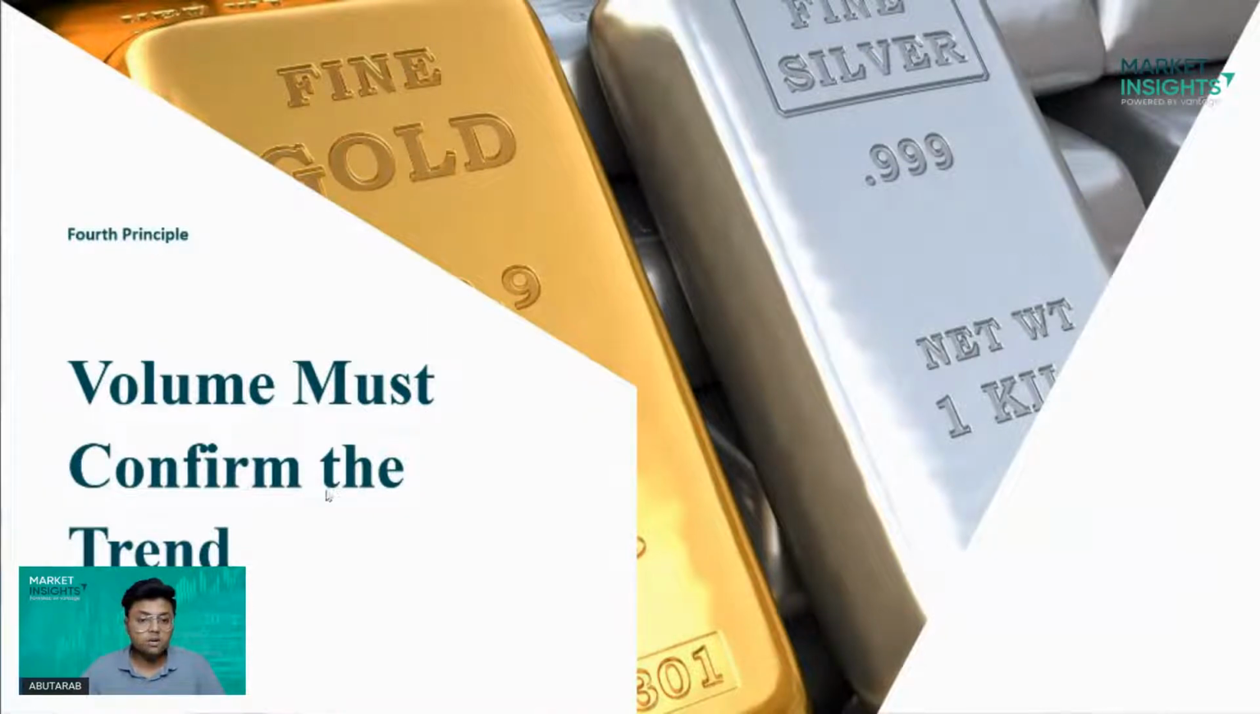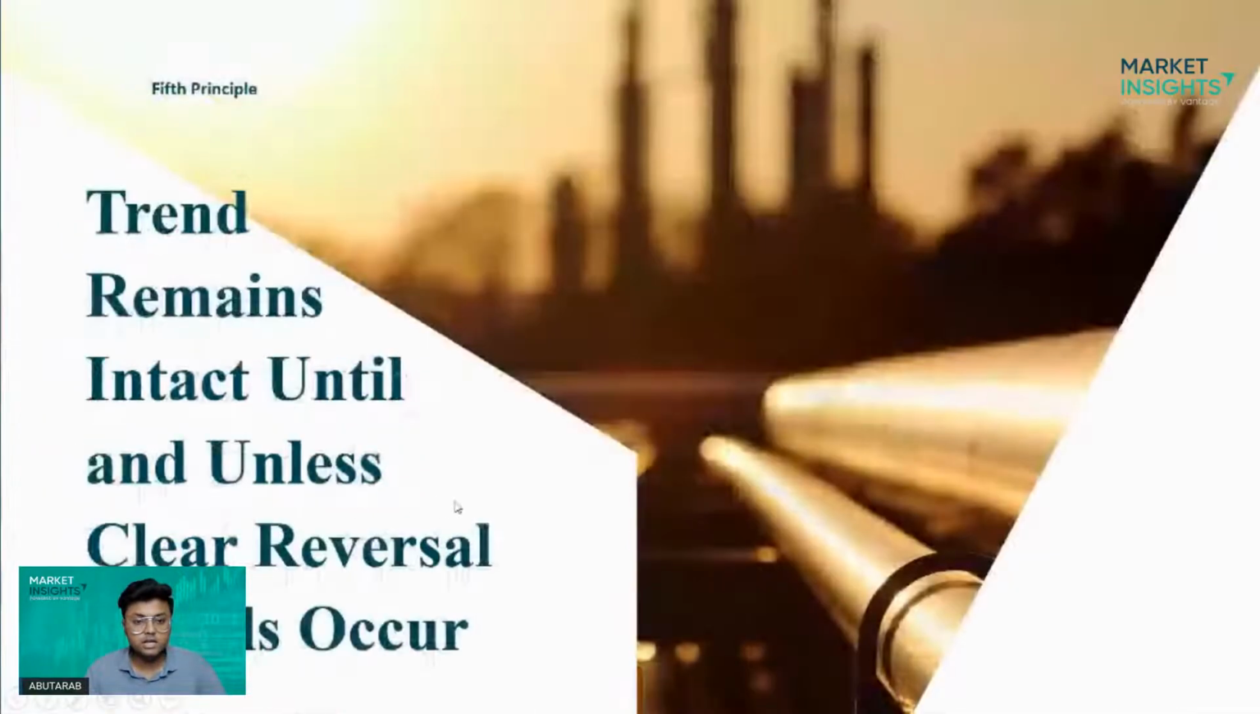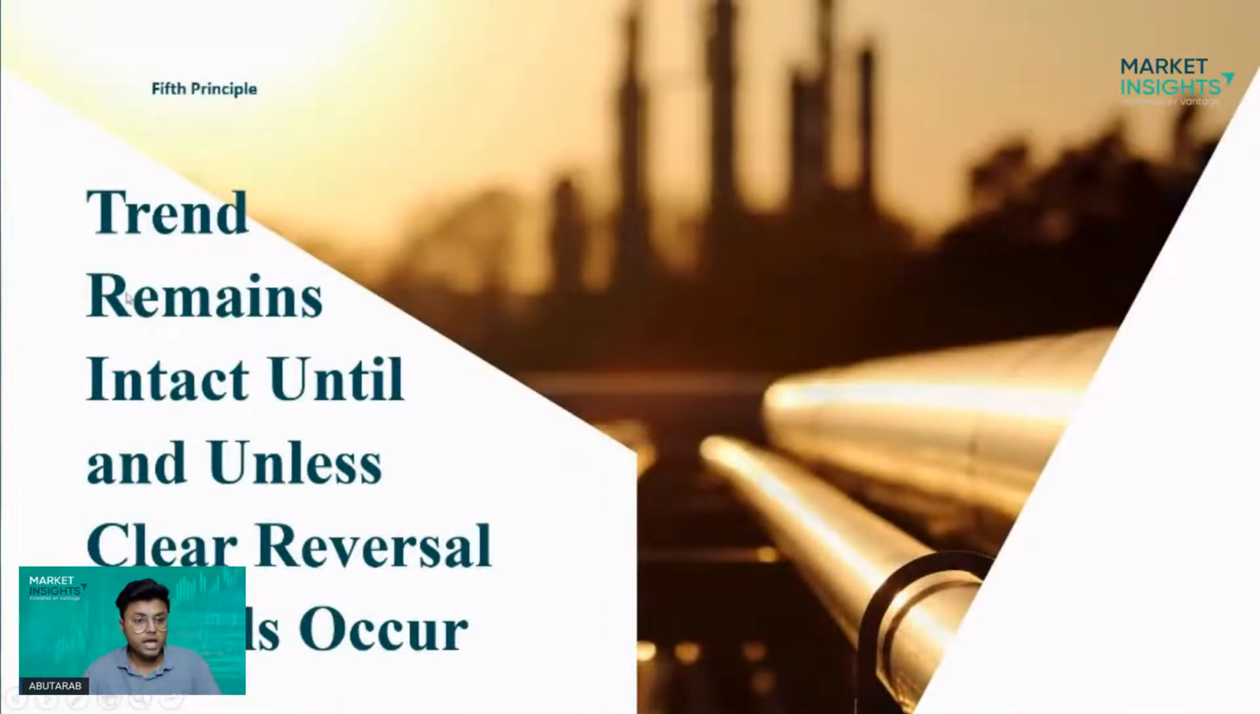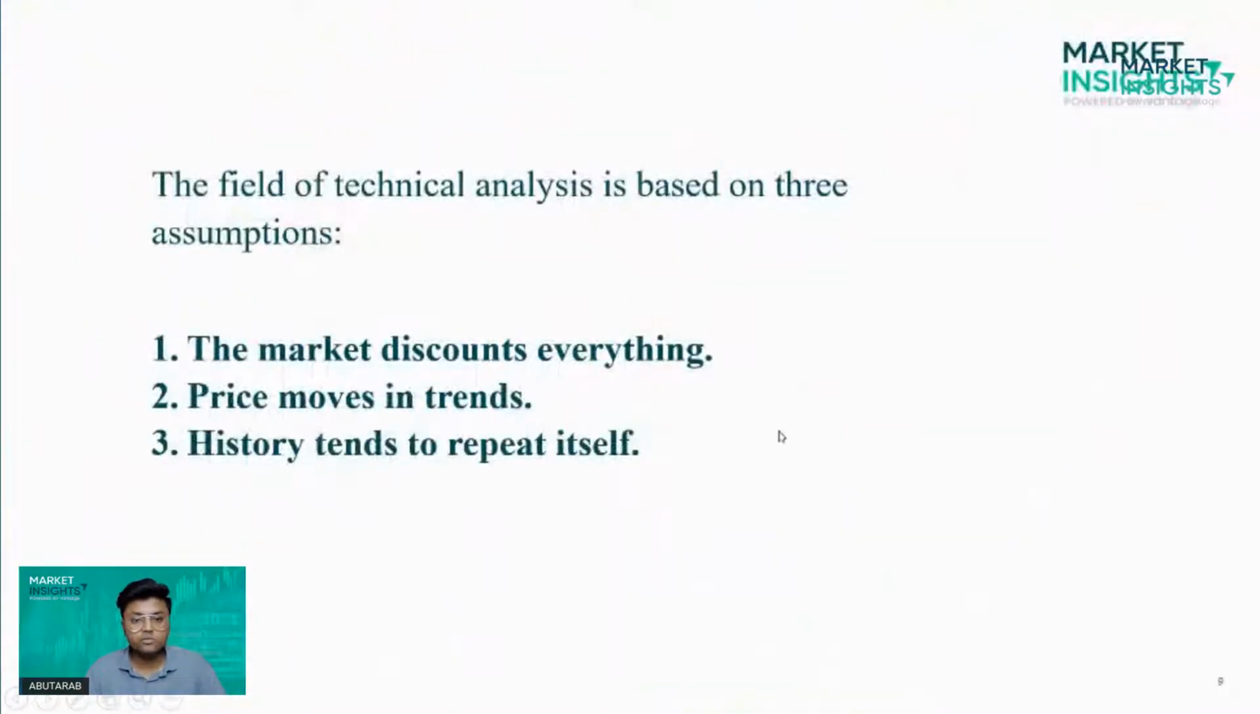Okay, we have already seen previously how we analyze and confirm whether the trend is correct or not. Next, the trend remains intact until and unless clear reversal signals occur. This was the fifth principle. And the last one, that history tends to repeat itself. You see the third point here? History tends to repeat itself.